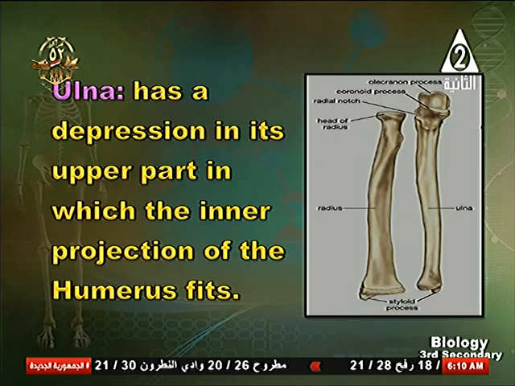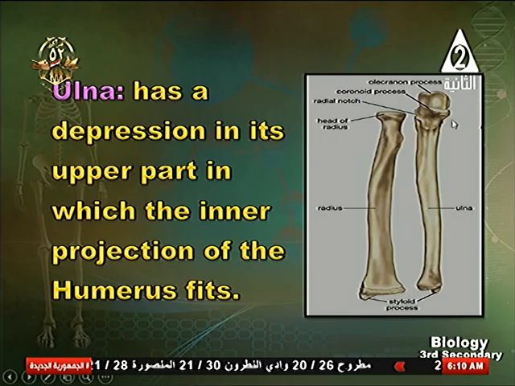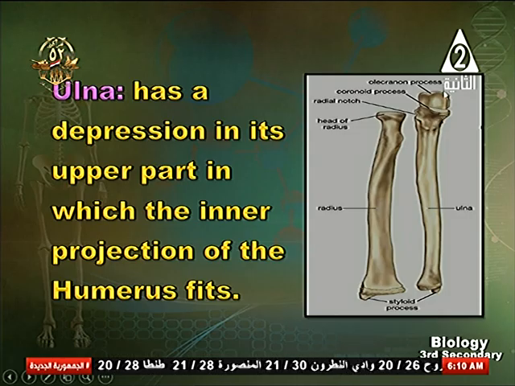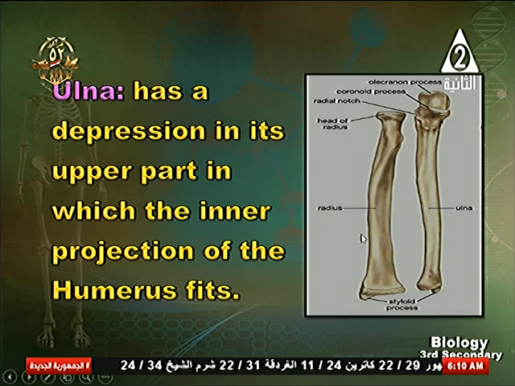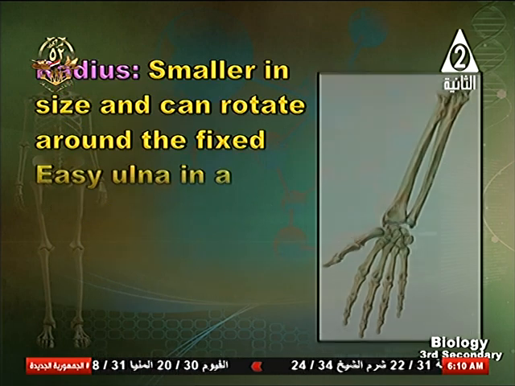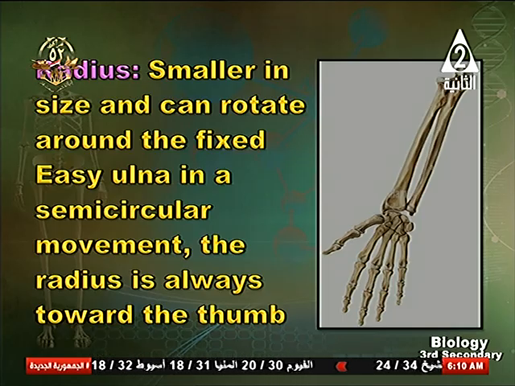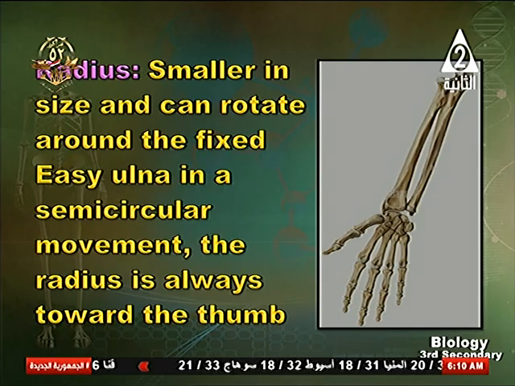Okay, this is the ulna. Look here, this is the depression between these 2 processes. These 2 processes contain a depression to fit the projection from the humerus to form the elbow joint. The radius is smaller in size and can rotate around the fixed ulna in a semicircular movement.